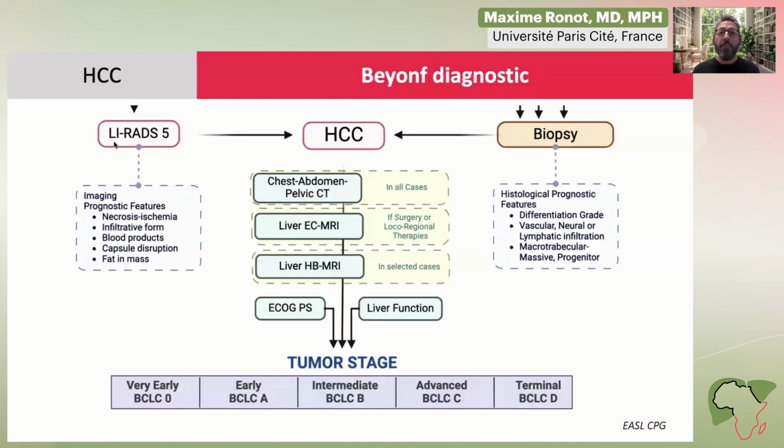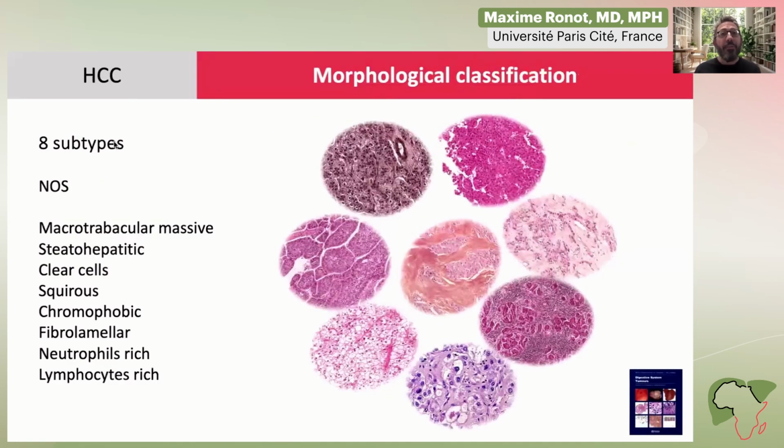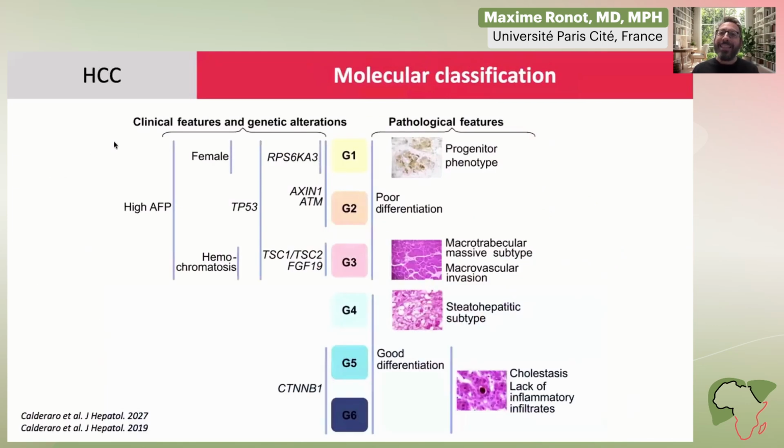And it goes with the fact that HCC is actually a family of tumors with a variety of subtypes. We have 8 subtypes according to the WHO, the non-specific one, but also some other specific subtypes. The most famous ones are the macrotrabecular massive subtype or the steatohepatitic one, and they have different courses of evolution. They have different prognoses.